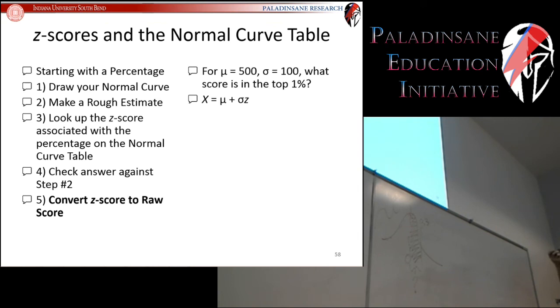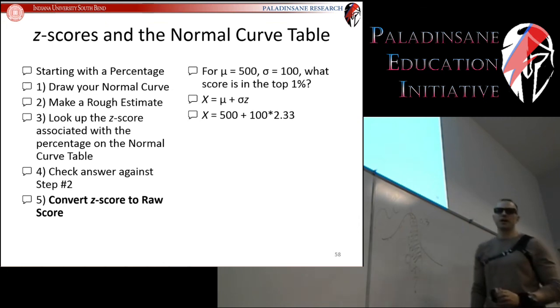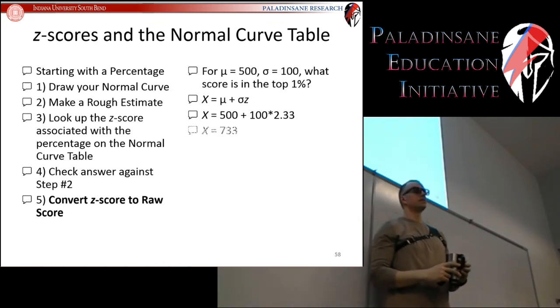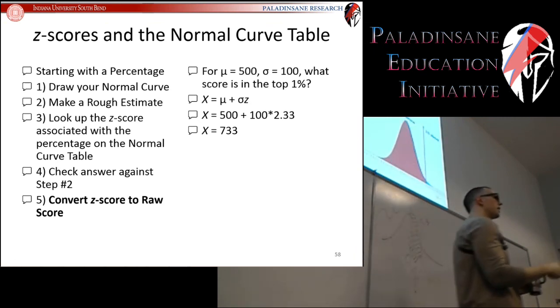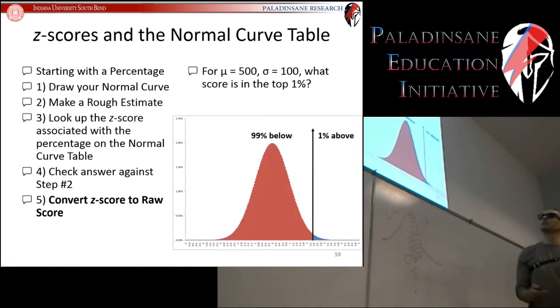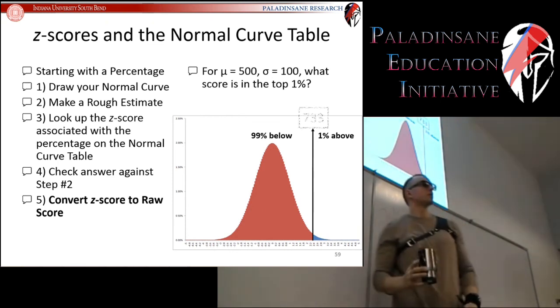So we have raw score equals the mean plus your standard deviation times your z-score. We just found our z-score of 2.33. The other information is given to you in the question. So 500 is the mean plus 100 times 2.33. And that gives us a final raw score of 733. And what that tells you is that if you want to make it into that top 1%, you're going to need to achieve an SAT score of 733.